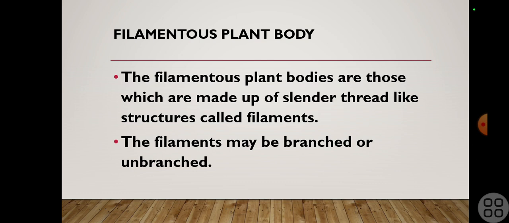Filamentous plant body. So what is a filamentous plant body? The filamentous plant bodies are those which are made up of slender, meaning thin, thread-like structures called filaments. The filaments may be branched or unbranched.